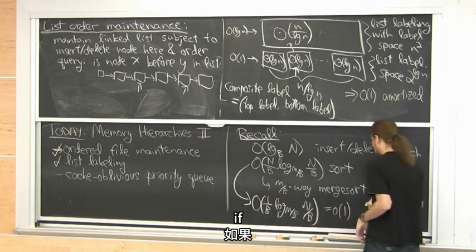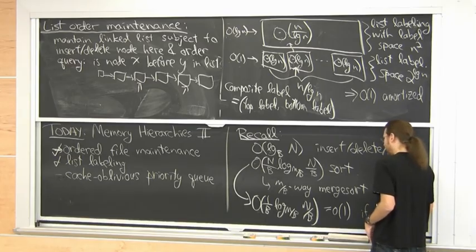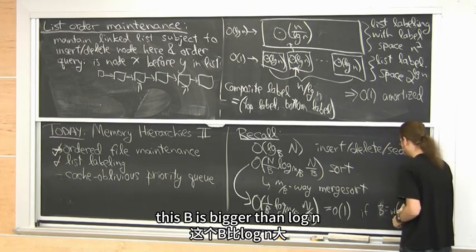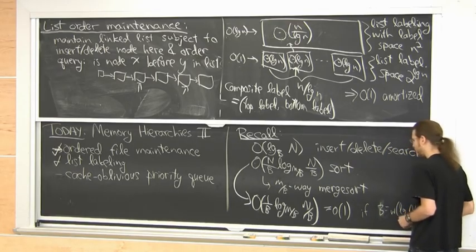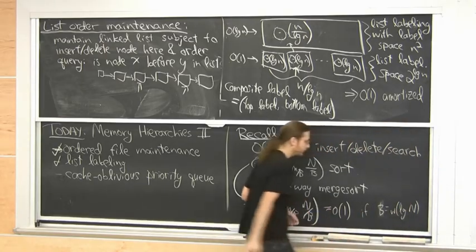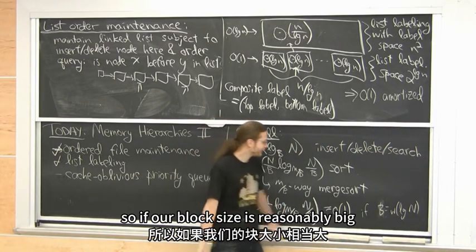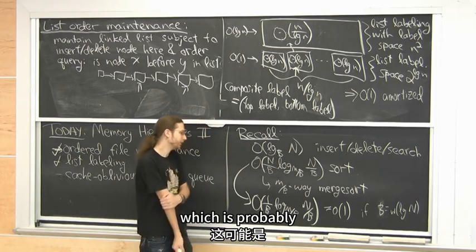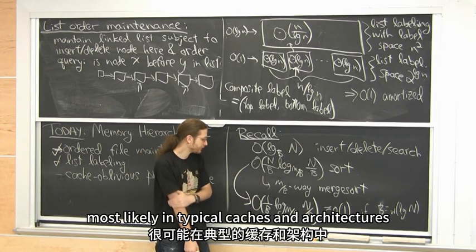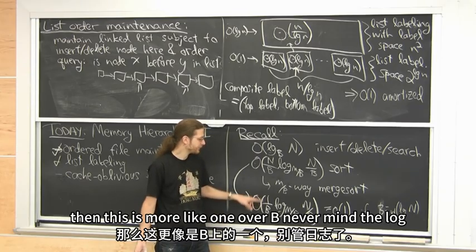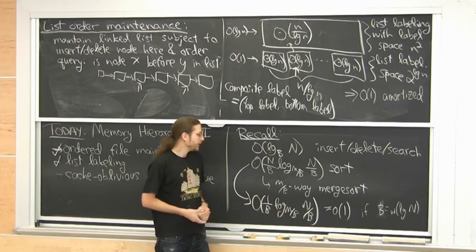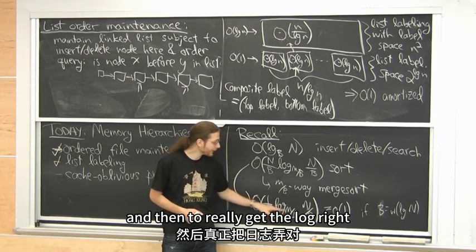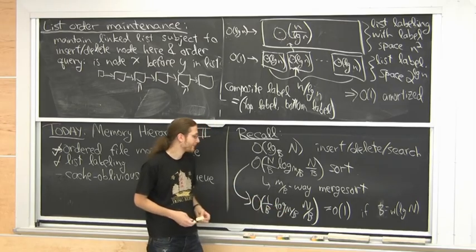So it's little o of 1 if, let's say, B is bigger than log n, roughly. This would in particular be enough. No pun intended. So if our block size is reasonably big, cache line is bigger than log n, which is most likely in typical caches and architectures, then this is more like 1 over B, never mind the log. And so we have to do B operations in one step. And then to really get the log right, we have to depend on M, not just B.